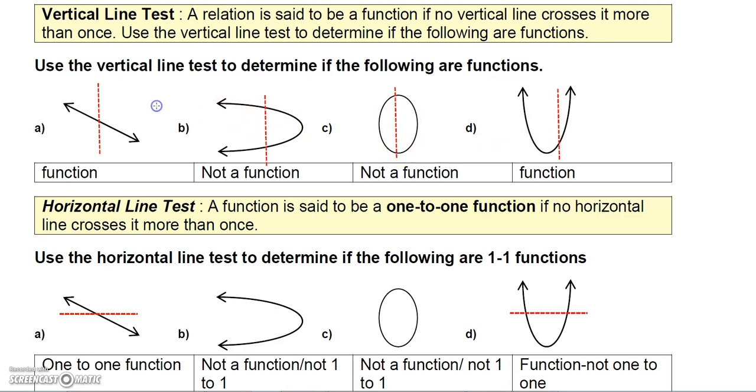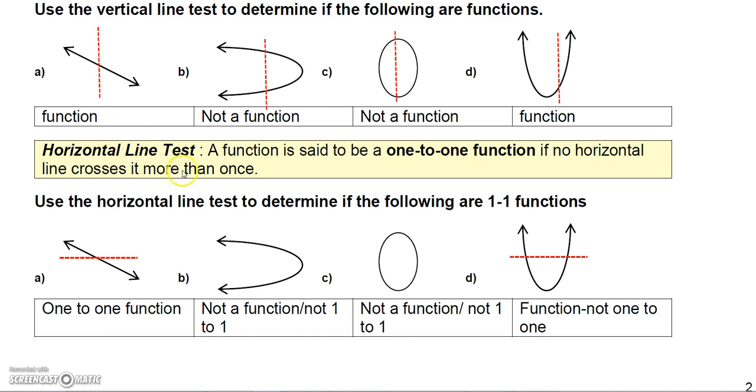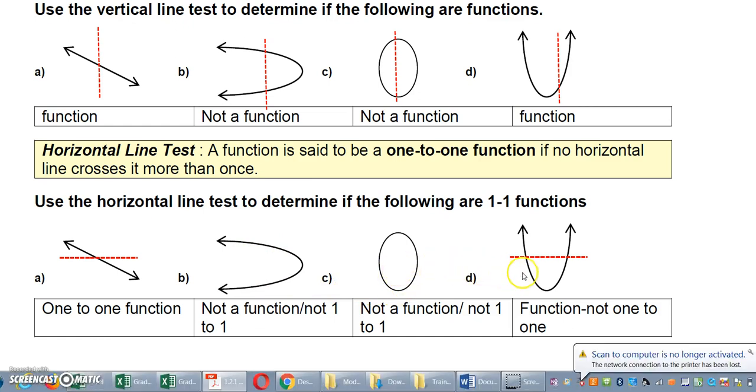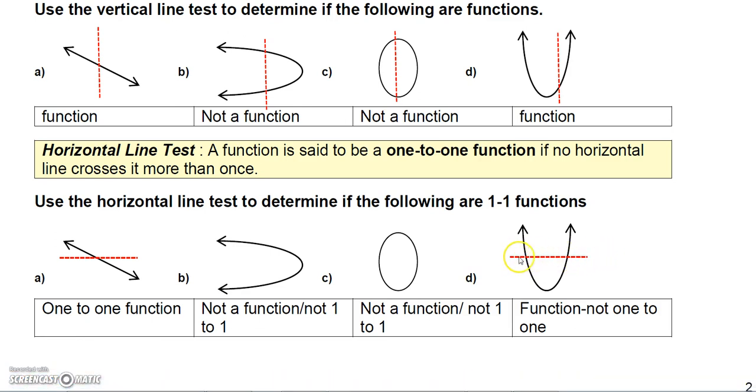Now, as far as the one-to-one test, to test if a function is one-to-one, you can use what's called the horizontal line test. If a horizontal line crosses a function more than once, it's not one-to-one. Here, you can see this line is a one-to-one function because the horizontal line only crosses it once. This we wouldn't even test because it's not even a function, and neither would we test this one. But even though this one here is a function, it's not a one-to-one function because it fails the horizontal line test.